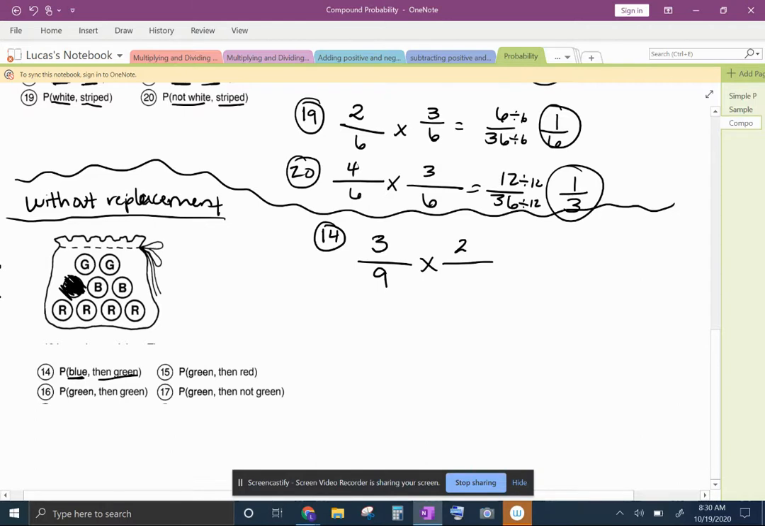1, 2, 3, 4, 5, 6, 7, 8. Because I didn't replace my first pick, my sample space decreased by 1. I'm still doing the same thing, multiplying my probabilities, but the probability of the second event, the sample space just went down. So I have a higher likelihood of picking this green than I did before. And so 3 times 2 is 6. 9 times 8 is 72. And so let's say, I believe I can divide these by 6. Let's see, 72. Yeah, so that's going to be 1 over 12. So that's going to be 1/12.